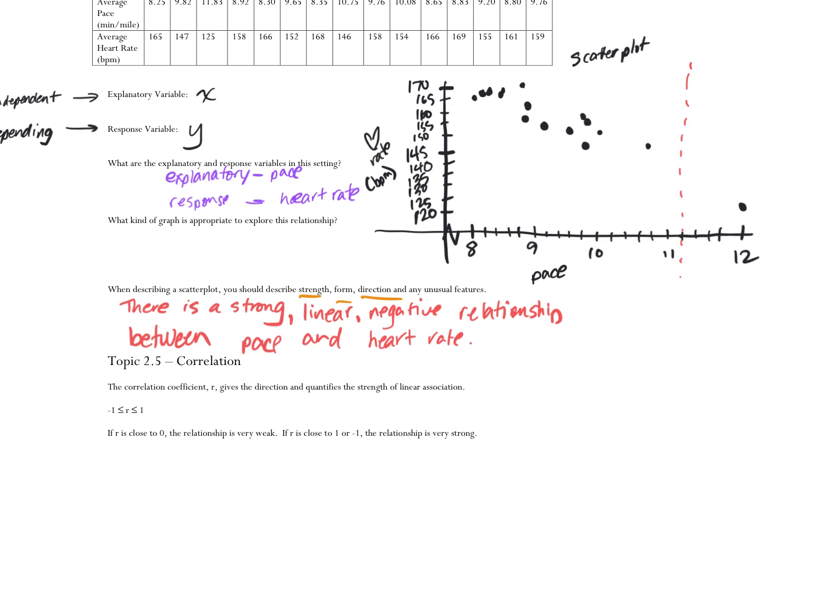What would be a situation where it wasn't strong, but it was linear? I would not call that a strong relationship. I still say this is the best guess at that equation, but they're a lot further from the linear trend. Speaking of strength, let's talk about something called correlation.